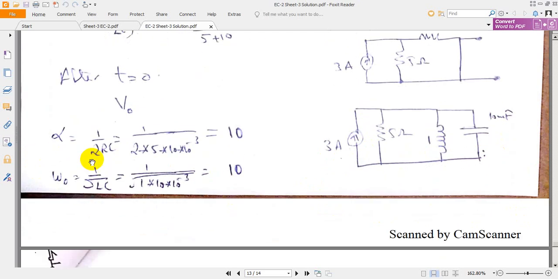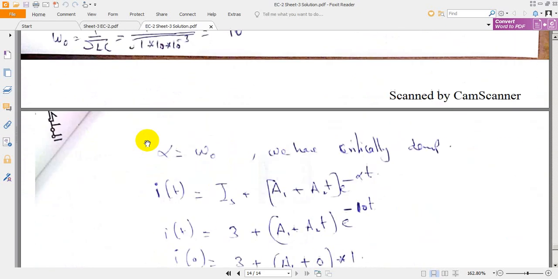For the evaluation of the damping condition, alpha is equal to 1 by 2RC has to be evaluated. Substitute the value of R, substitute the value of C. R value is 5, C value is 10 millifarads, 10 into 10 power of minus 3, which is equal to 10. Then let us calculate omega naught. Omega naught is 1 by root LC, 1 by square root of 1 into 10 to the power of minus 3. L value is 1 and C value is 10 millifarads, which is also equal to 10. It means alpha is equal to omega naught. When alpha is equal to omega naught, the system is critically damped.